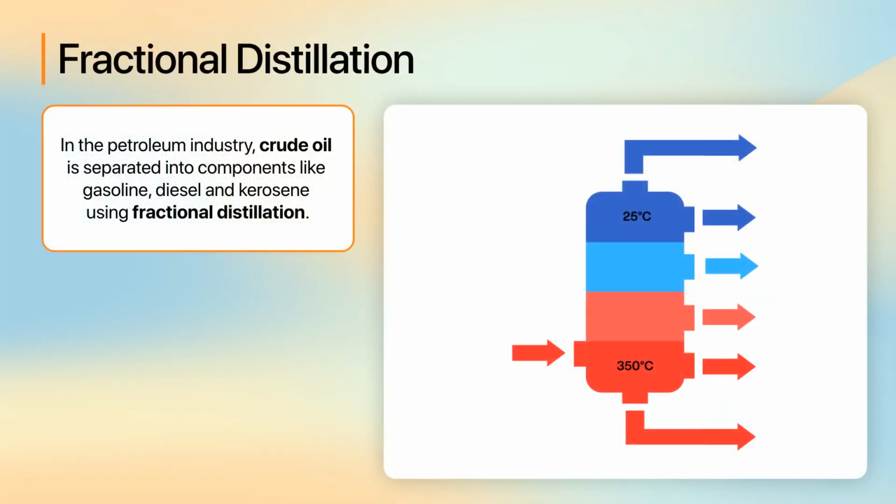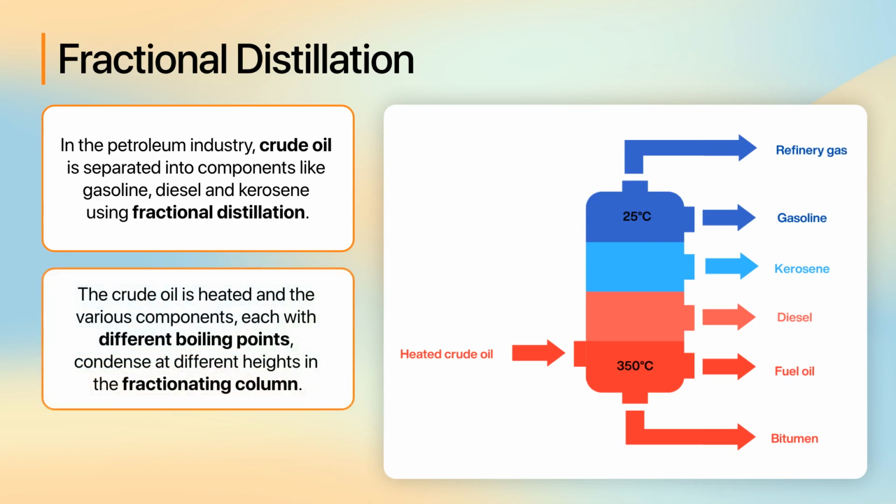For example, in the petroleum industry, crude oil is separated into components like gasoline, diesel, and kerosene using fractional distillation. The crude oil is heated and the various components, each with different boiling points, condense at different heights in the fractionating column. We will revisit this in organic chemistry.